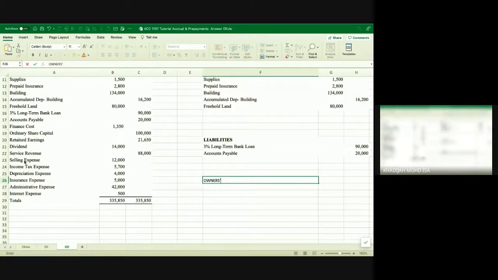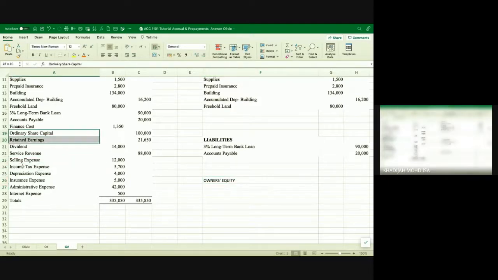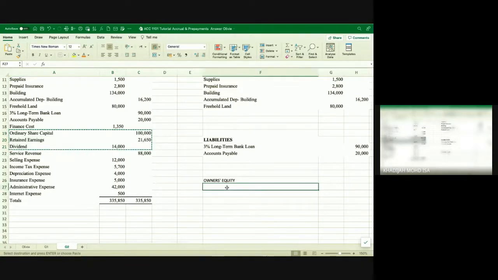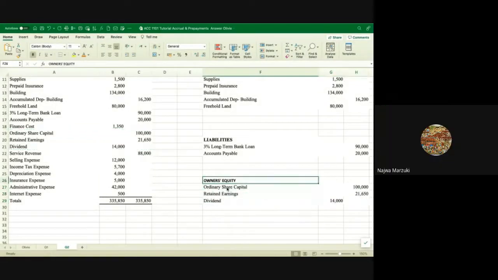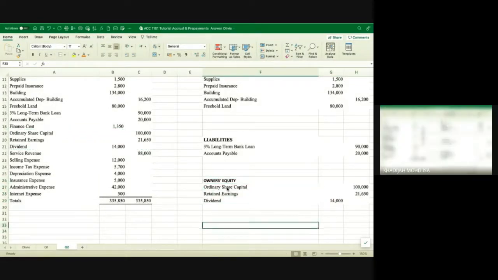Owners' equity, which is made up of which ones? Owners' equity from ordinary share and your retained earnings. Okay, dividend is supposed to be part of it, but we will do the retained earnings later. Okay, never mind. Command C. Anyone, dividend, where should it be? Statement of retained earnings, right?